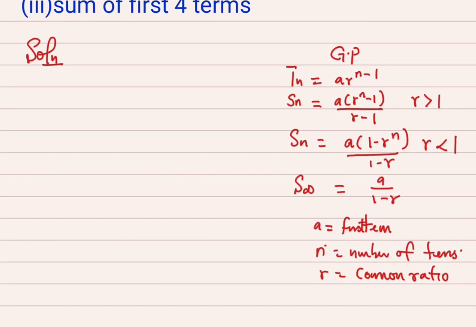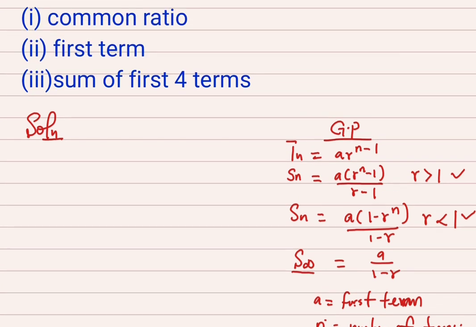Now, it is very important that I give you this summary so that you know. Take note. Look at the summary under this GP, all right? We have the nth term, which is Tn. Sn is the sum of n terms. We have two of them: one when the condition is that r is greater than 1, and one when r is less than 1. And this is the sum to infinity, which is the sum of a very large number. A is the first term, n is the number of terms, and r is the common ratio.